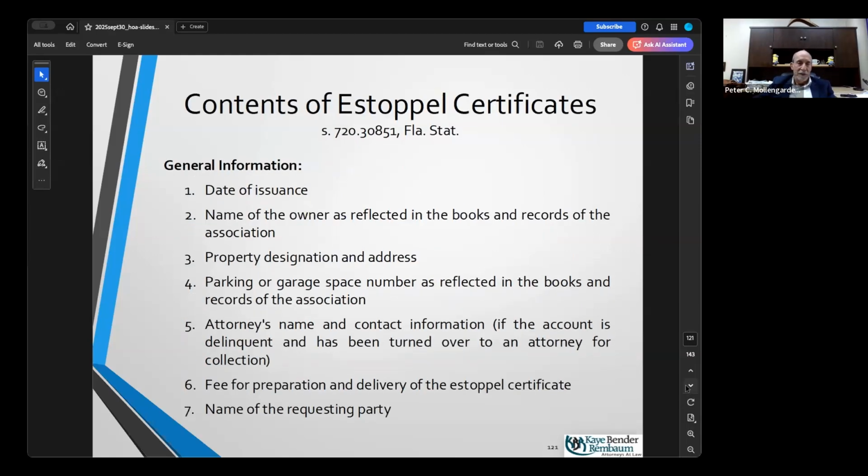What goes in there? The date of issuance, the name of the owner as reflected in the books and records of the association, the property designation and address, the parking or garage space number, if any, as reflected in the books and records of the association. If this particular lot is in collections, then you have to have the attorney's name and contact information if that account has been turned over to the attorney for collection. You have to include the fee for the preparation and delivery of this certificate and the name of the requesting party.